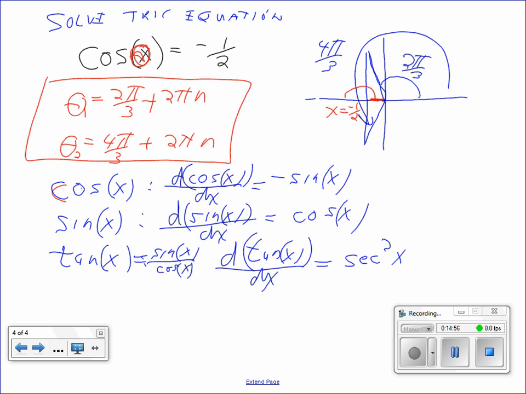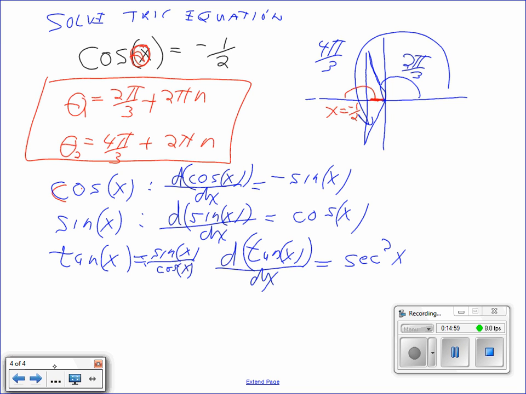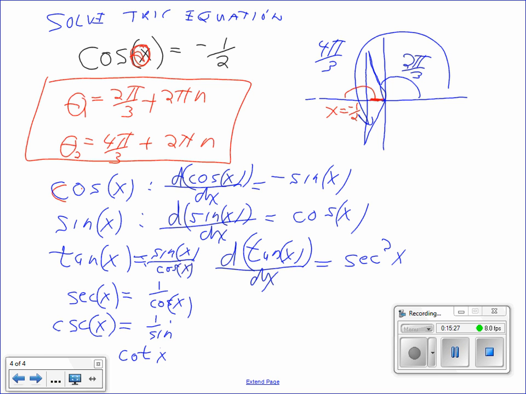What else do we need to know? Okay, this kind of thing came up. We need to know the reciprocal functions. The secant of x is equal to 1 over the cosine. You could derive the derivative, I'm not going to do that here. The cosecant of x is then equal to 1 over the sine. And then the cotangent of x is equal to 1 over the tangent of x. Okay? All right, very good.